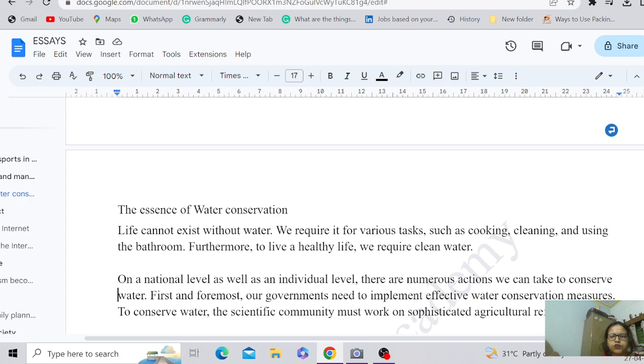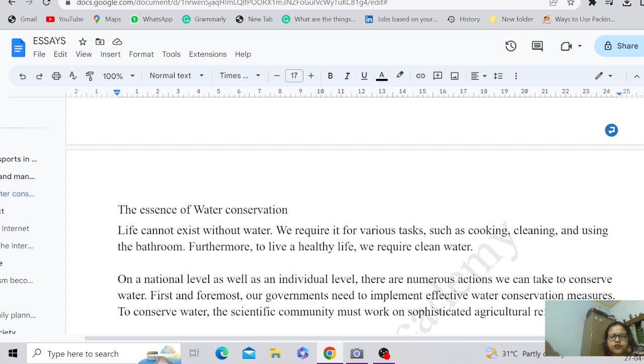There are numerous actions that we can take to conserve water. It's not just on the national level but also on the individual level. Individually we can contribute to conserving water. First and foremost, our governments need to implement effective water conservation measures. So our government has to implement certain water conservation measures.